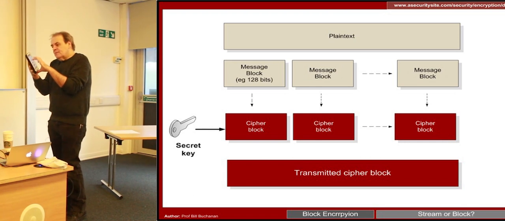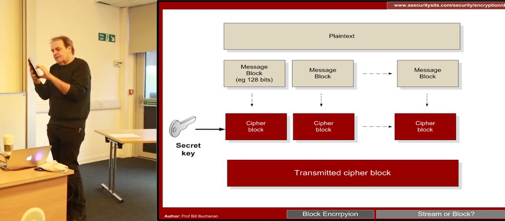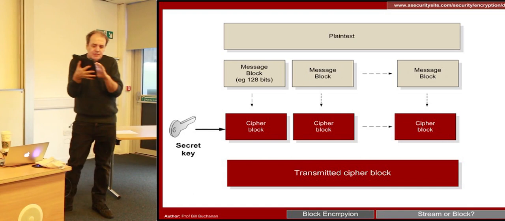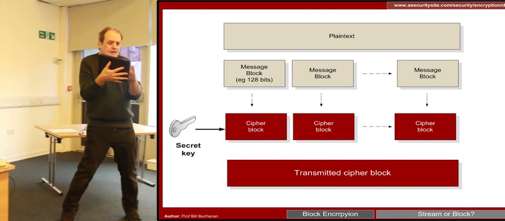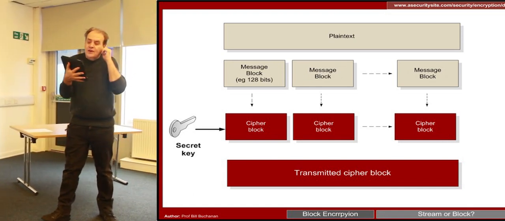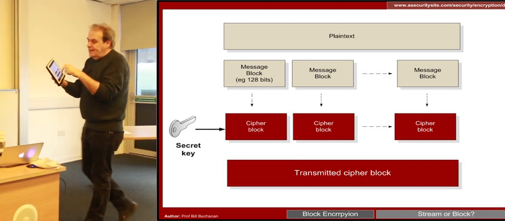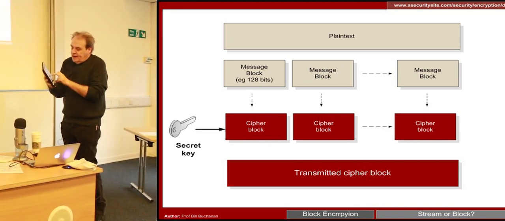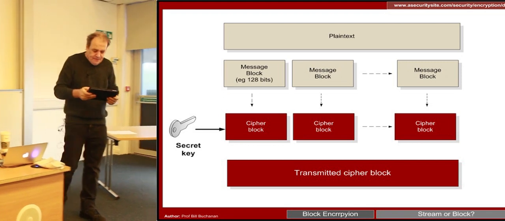So each block then is ciphered with a secret key. And as you see, there's also what's called an initialization vector, or some salt gets added to it, and then we create our cipher stream here.